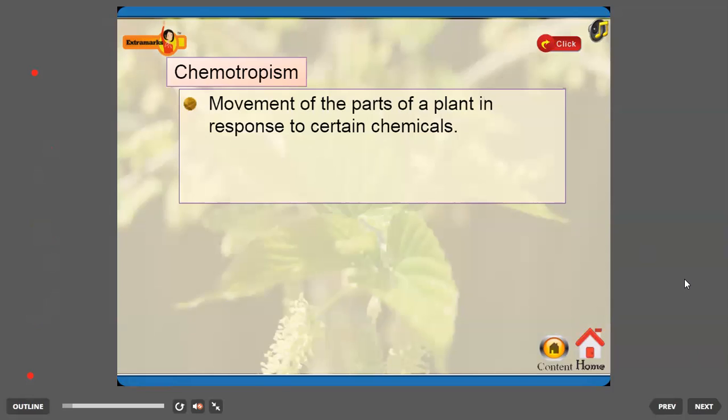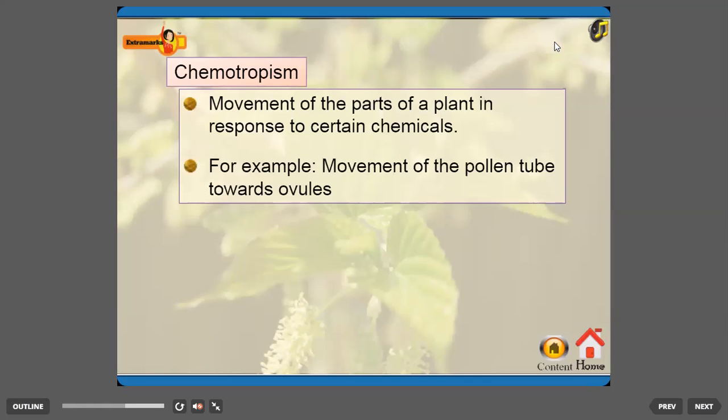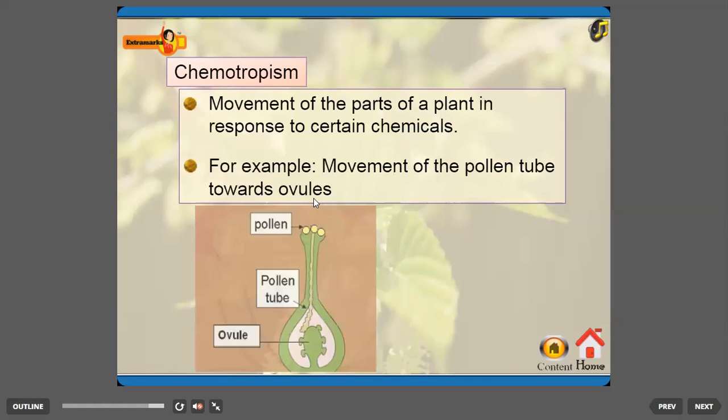Chemotropism is the movement of a plant part due to chemical stimuli. For example, pollen tubes grow through the style toward the ovules in response to the subtle chemical secretion from the stigma. It will be visible to you in a video, and you will understand better what I am talking about. So let's see the movements of the parts of a plant in response to certain chemicals. The movement of the pollen tube towards the ovules.